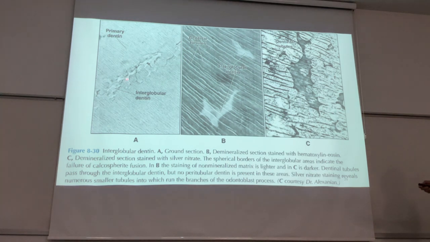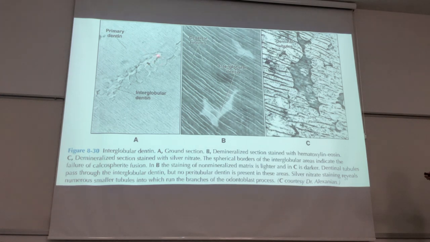This part, look at here, is our interglobular dentin. As you can see, we have structures like gaps in this part because of the low amount of mineralization. Again, here you can see this interglobular dentin. And what is this structure? Dentin tubules. Very good.